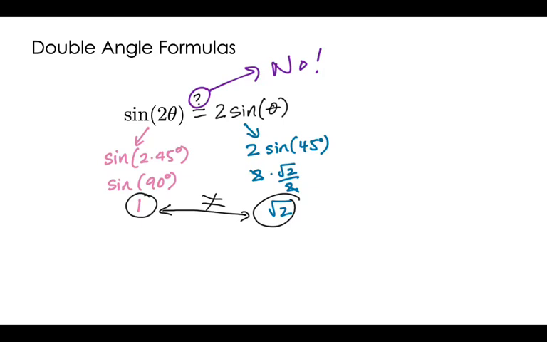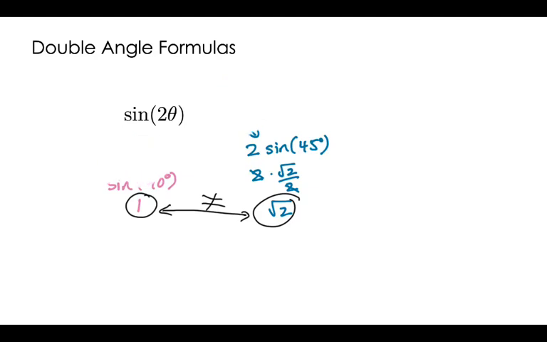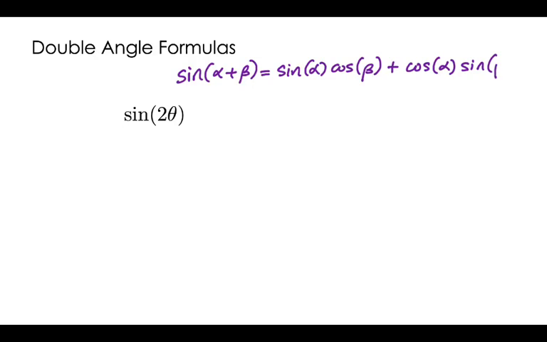So to figure out what we can do, I'm going to erase all of the stuff that we can't do, and I'm going to use that formula that we learned in the last section. I'm going to remind us of it, about sine of alpha plus beta. That was our addition formula. So that was sine alpha cosine beta plus cosine alpha sine beta. That should be on your identity sheet on the back of your unit circle.